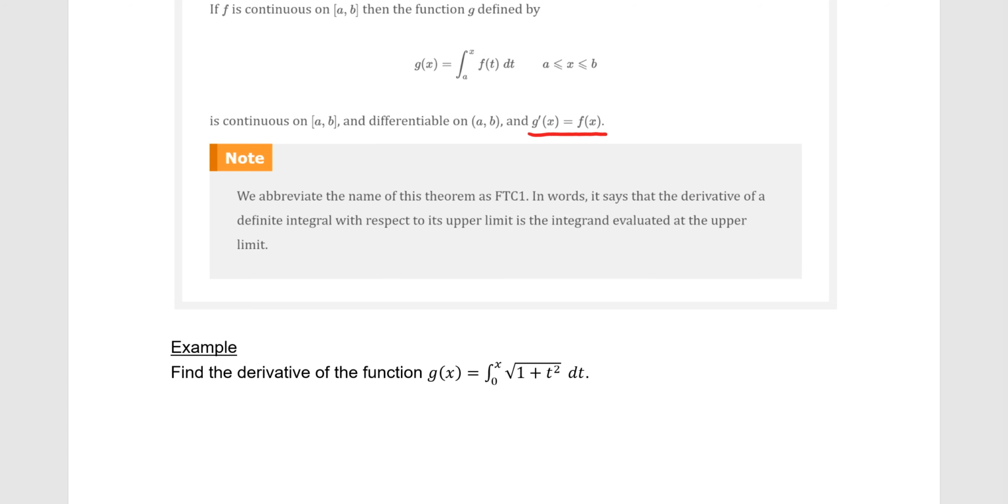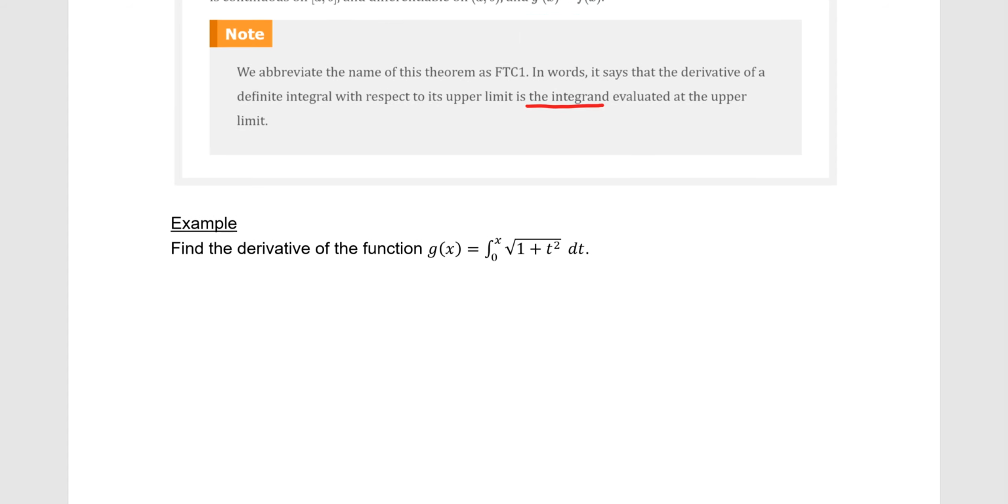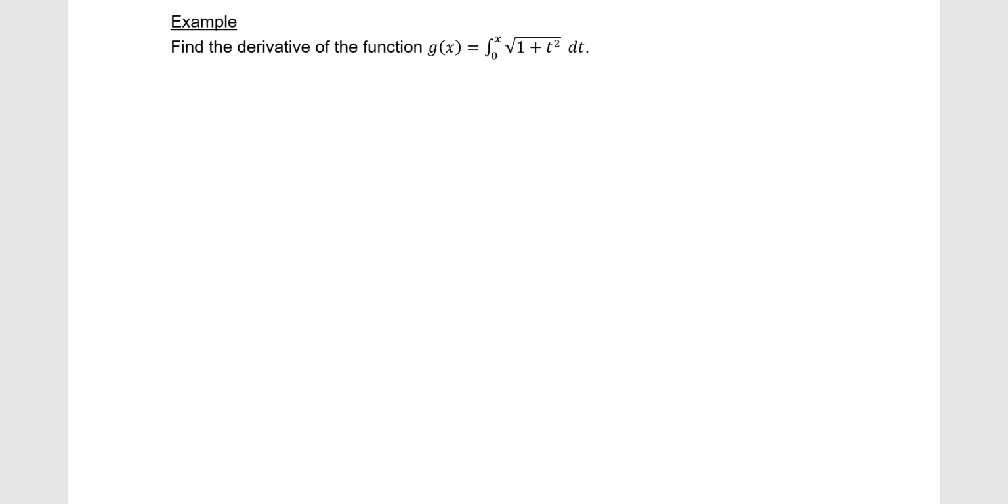Okay, so for this, let's go ahead and see this example. We want to find the derivative of g of x equals the integral from 0 to x of the square root of 1 plus t squared dt. Okay, so using that definition, I'll write it right up here. We know that g of x, or rather g prime of x, so the derivative of this whole thing, equals f of x.